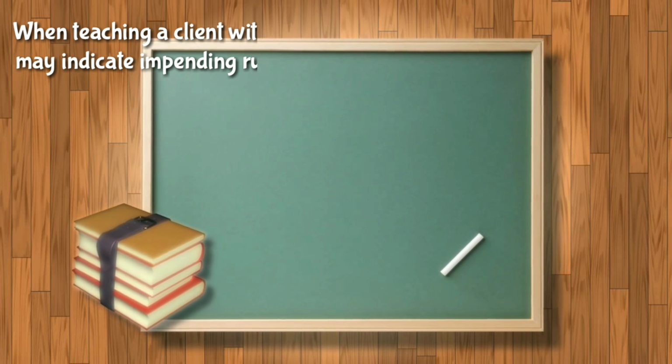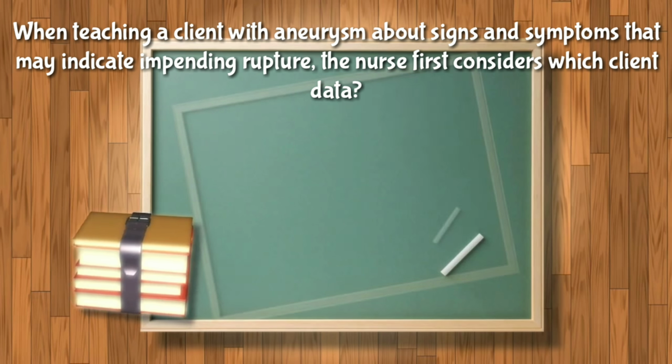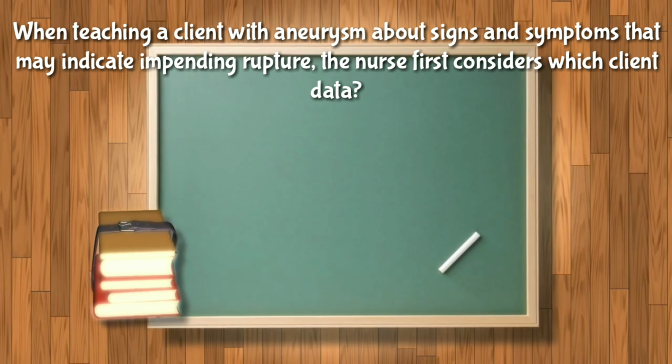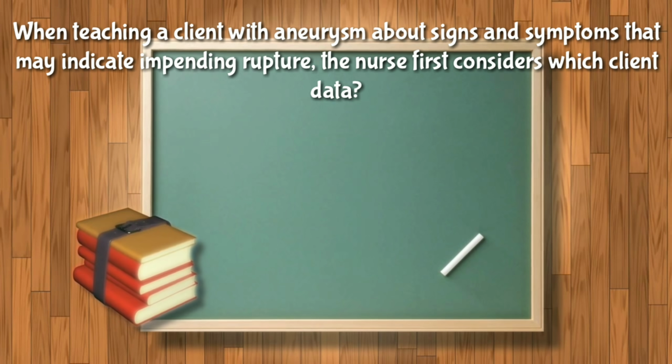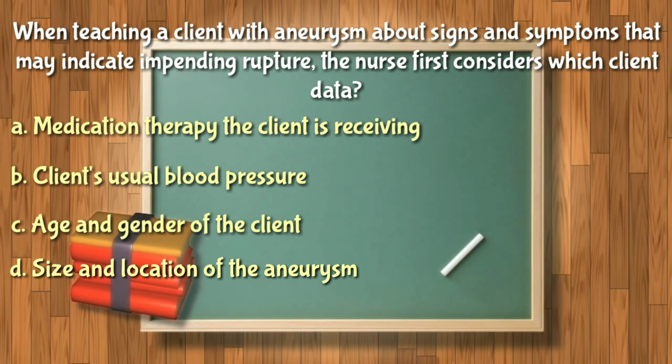Now let's proceed to the last question. When teaching a client with an aneurysm about signs and symptoms that may indicate impending rupture, the nurse first considers which client data? So on this question, we are finding data that indicates impending rupture of aneurysm. So among the four choices below, what do you think the answer?